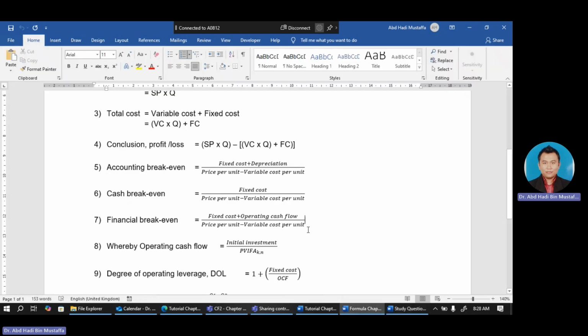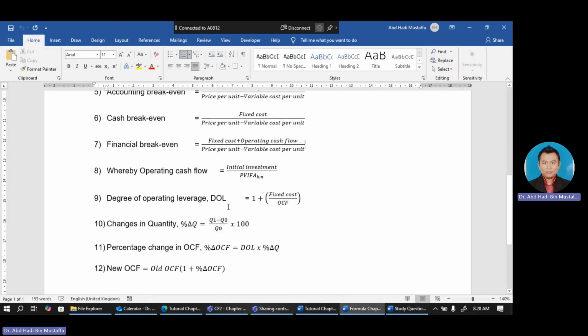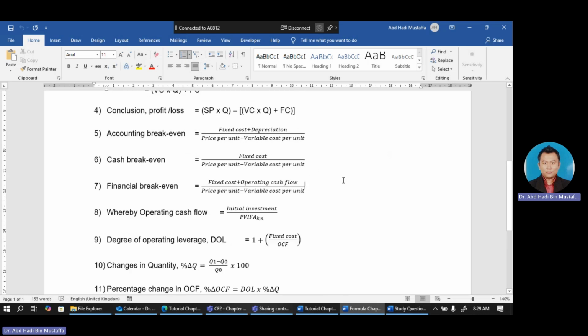Okay, now, I want to introduce to you formula number 9. Formula number 9 is degree of operating leverage. This is to measure the efficiency of a company. The higher the DOL, the better it will be. We want to measure the efficiency of the company. The higher the value of DOL, the better it will be. The lesser the value of DOL, the more inefficient the company will be.